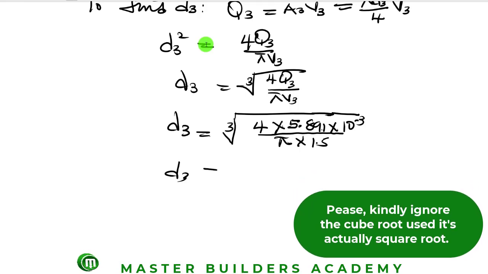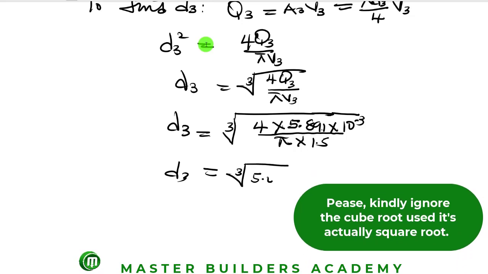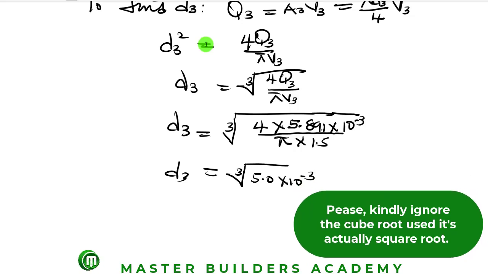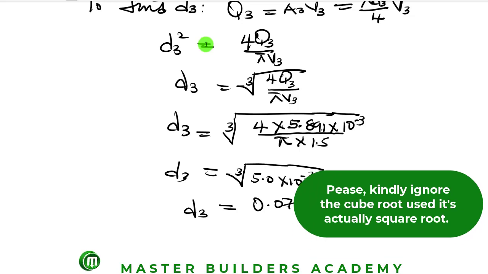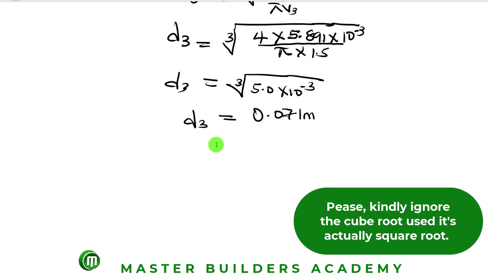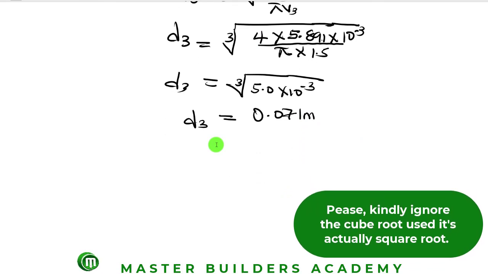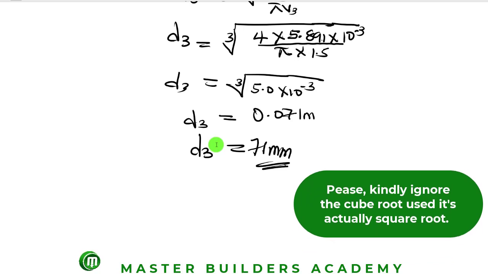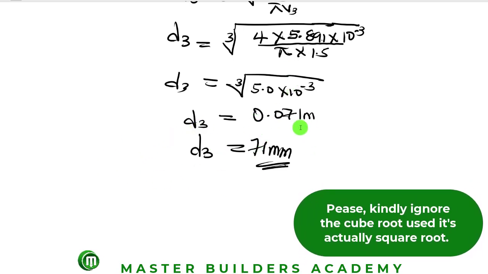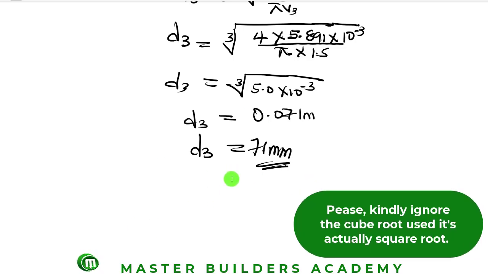And then D3 becomes the square root of 5.0 times 10 raised to the power of negative 3. And then D3 is equal to 0.071 in meters. But remember that the values that were given earlier were all in millimeters. So we can convert to millimeters by simply multiplying this value in meters by 1000. If we do that, D3 automatically becomes 71 millimeters. But whenever we want to use D3, we will use 0.071. To convert to millimeters, because other diameters are given in millimeters, we simply do what we have done so far.